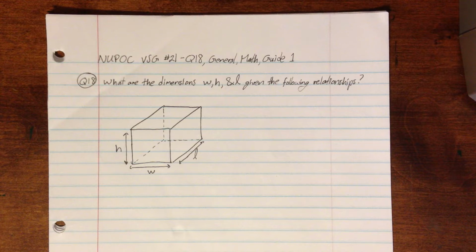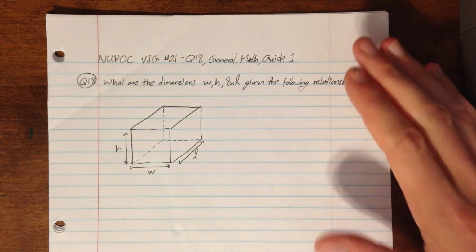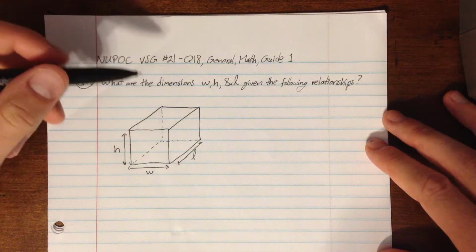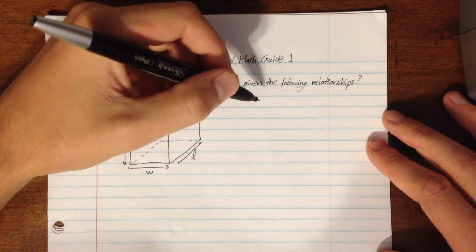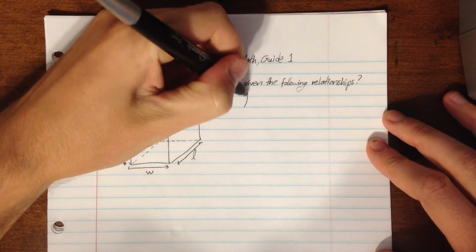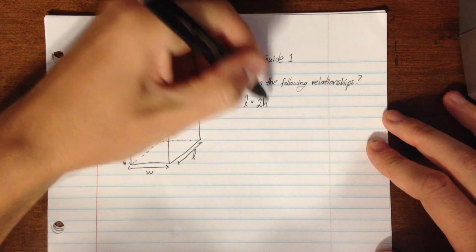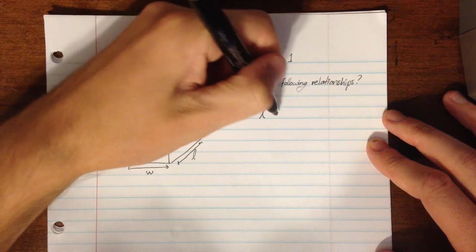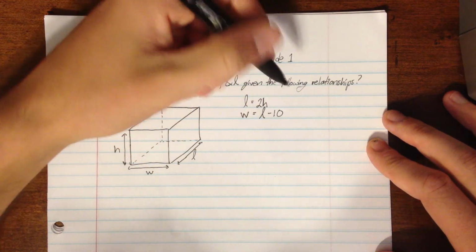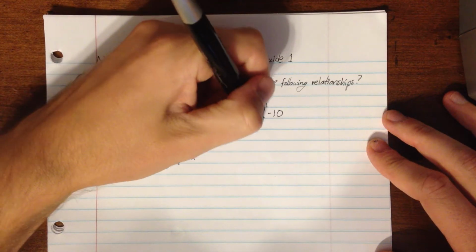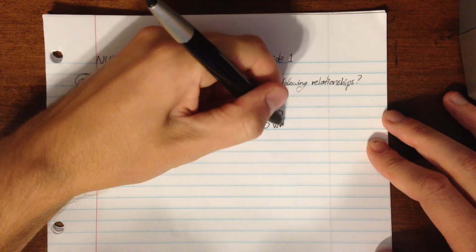Let's look at question 18 in the general math section of guide 1. This question just asks us for the dimensions of a box with a certain height, width, and length, given some basic relationships. What they give us is that the length is twice the height and that the width is 10 meters less than the length. And also the total surface area, which we'll write as capital S, is 10 times the width times the height.